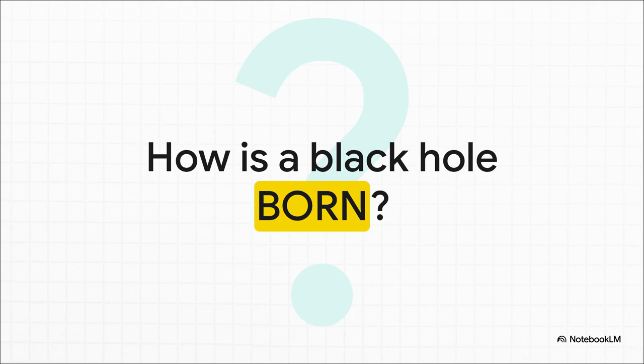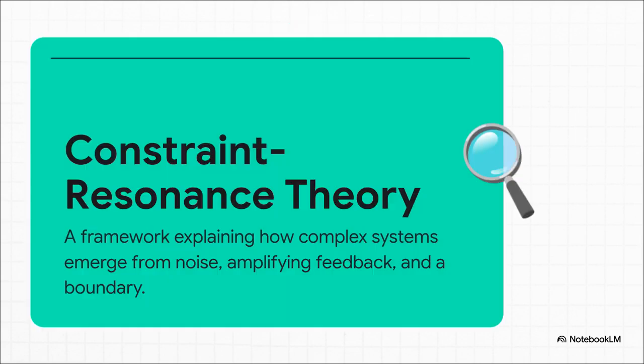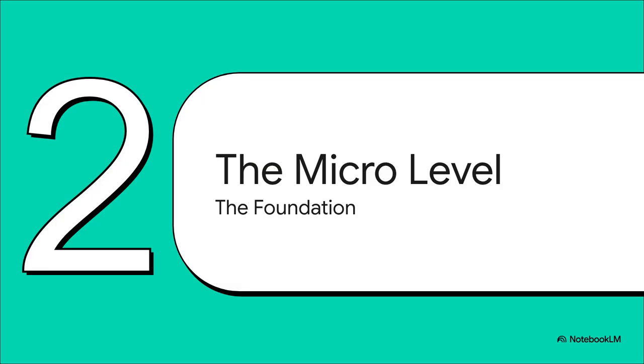And to understand that process, we need a new tool. That tool is called Constraint Resonance Emergence Theory, or CRET for short. And you can think of it like a universal recipe for creation. It's got three key ingredients. First, you need some random noise. That's your raw material. Second, you need resonance, some kind of feedback loop that amplifies that noise, like a tiny snowball starting to roll downhill and getting bigger and bigger. And third, you need a constraint, a final boundary that stops that runaway process and locks it into a brand new stable form. So, let's follow that recipe.